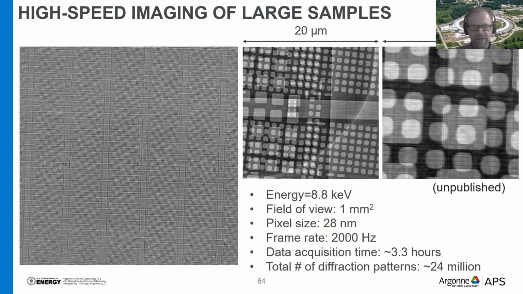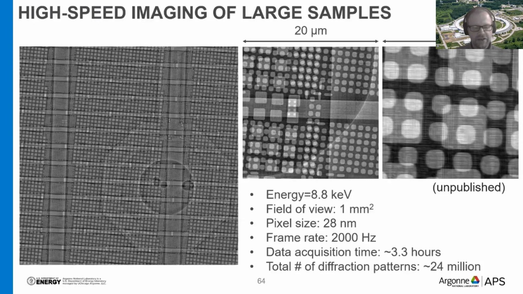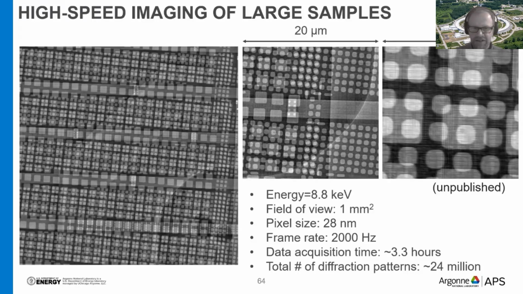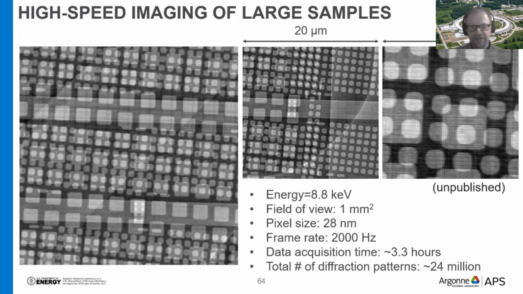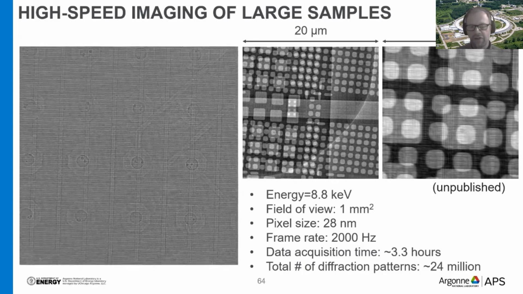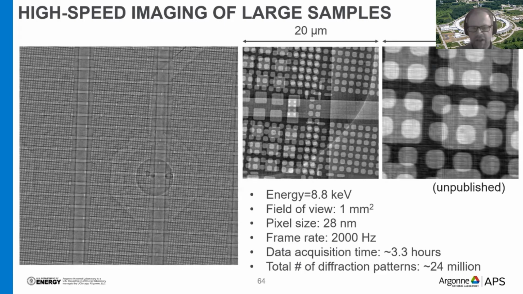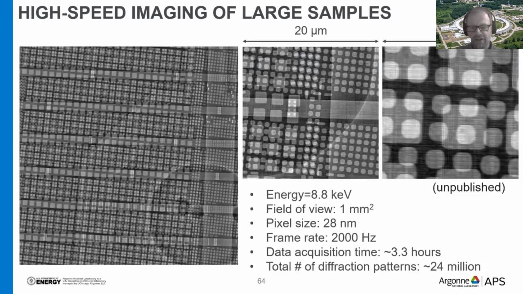This is some more recent data that we've applied to, I actually don't remember, an integrated circuit, maybe a 16 nanometer process, I'm not certain, at 8.8 kV. On the left-hand side, you can see us zooming into a field of view of a square millimeter. It's a single image. The state acquisition time for that data set was about 3 hours.